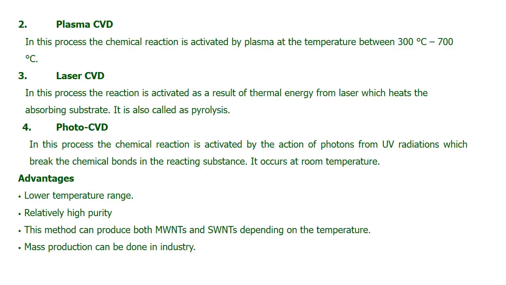Then photo CVD. In this process, the chemical reaction is activated by the action of photons from UV radiation, which breaks the chemical bond in the reacting substance. It occurs at room temperature. Advantages: lower temperature range, and relatively high purity CNT we get. This method can produce both multi-walled NTs and single-walled NTs. That is, CVD is most useful in CNT preparation. Mass production can be done in industry. Thank you, students.